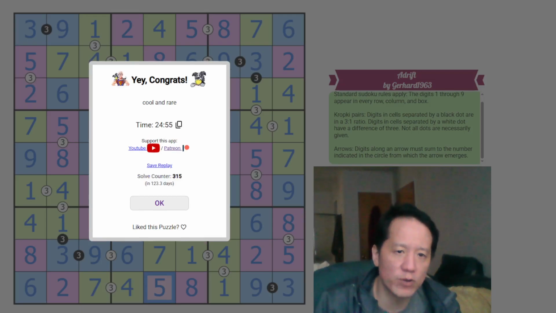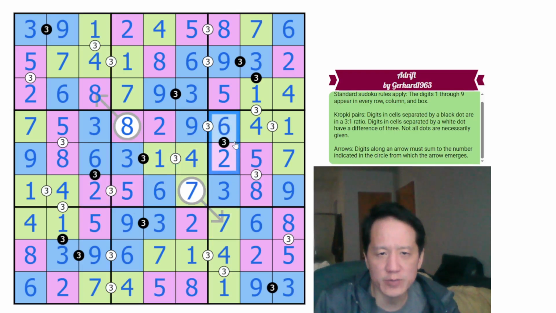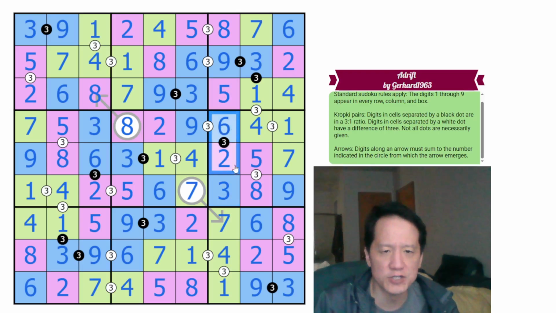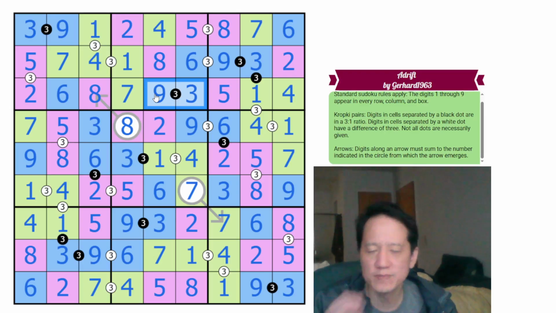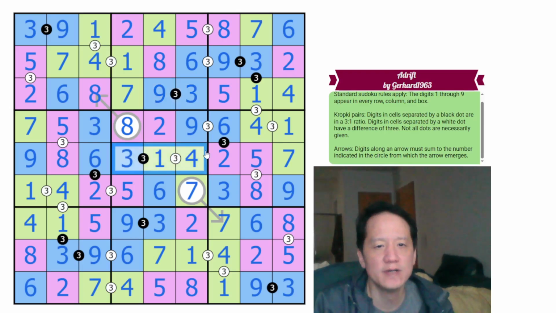Cool and rare. Yeah, this was actually a little bit more difficult. Probably because I haven't done very many 3-to-1 ratios very often. So I was sort of, in a sense, making it up as I was going along.